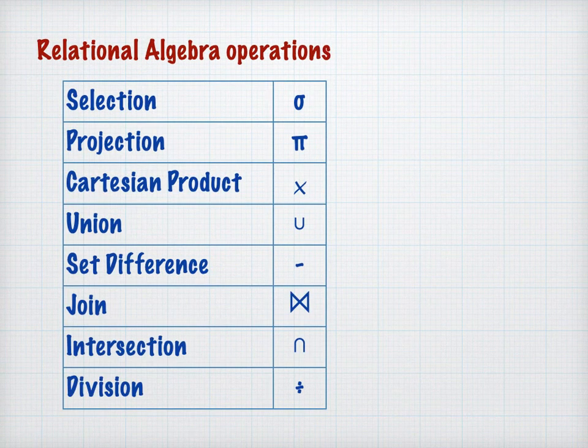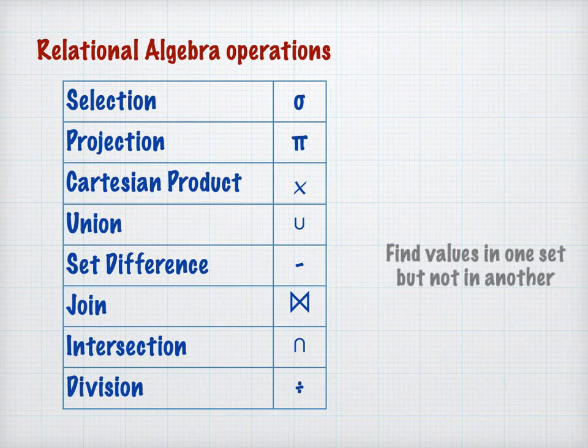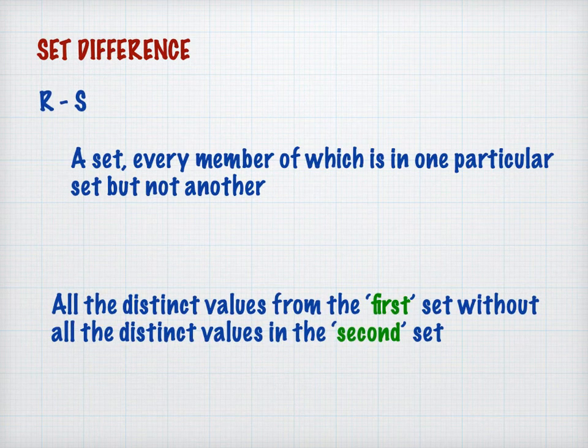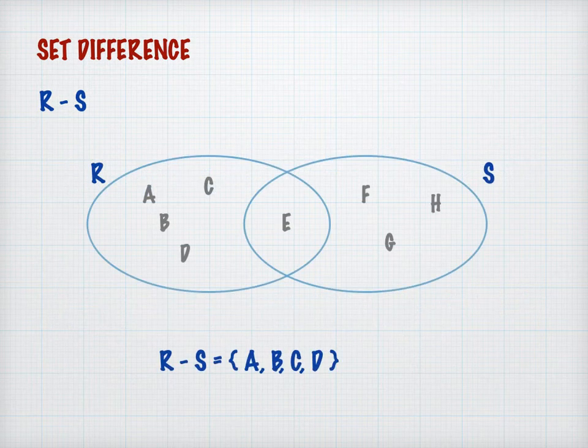So what else have we got here then? Well, there's set difference. And that's basically finding values in one set but not in another. Our representation of that using a mathematical notation would be R minus S, all the distinct values from the first set without all the distinct values from the second set, which would look like that. R take away S would be the values A, B, C, D.